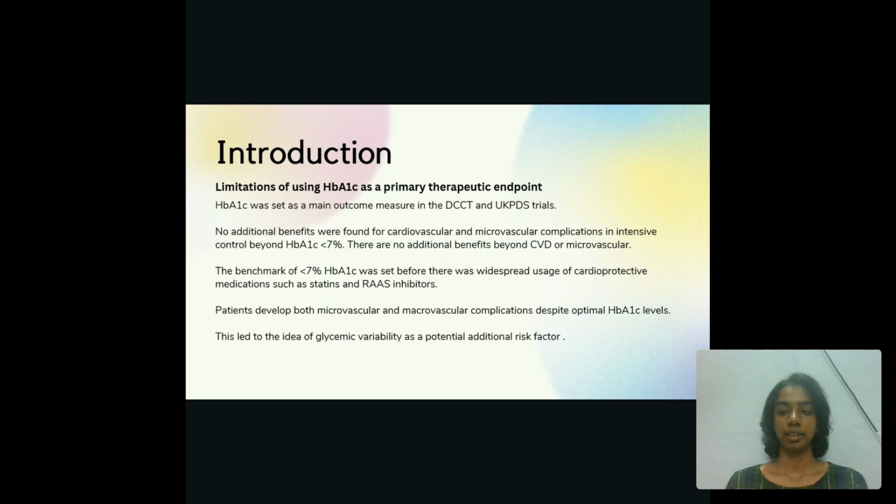Okay, so HbA1c became the standard measure of control following the DCCT and UKPDS trials, as I previously mentioned. However, no added benefit was seen when HbA1c was pushed below 7% in terms of cardiovascular or microvascular outcomes. Notably, the benchmarks were widely established for the use of cardioprotective medications. Many patients will develop complications despite optimal HbA1c levels. This led researchers to believe that glycemic variability was possibly an additional risk factor associated with poor outcomes.